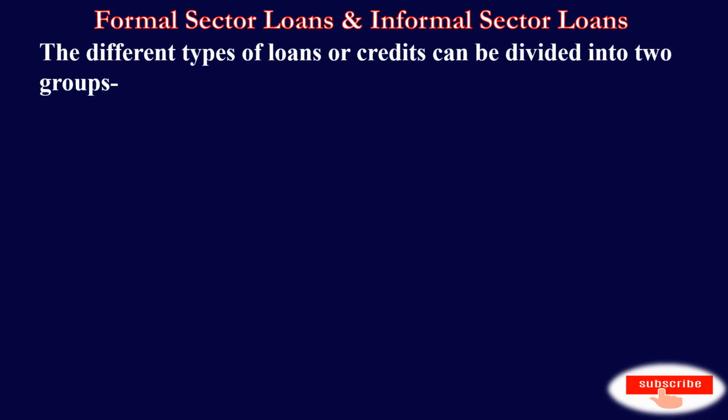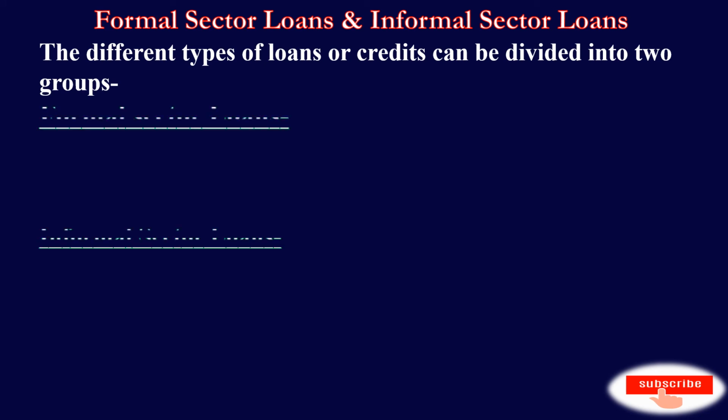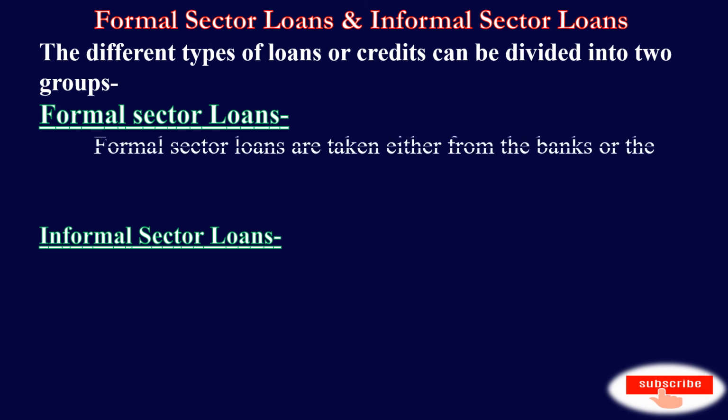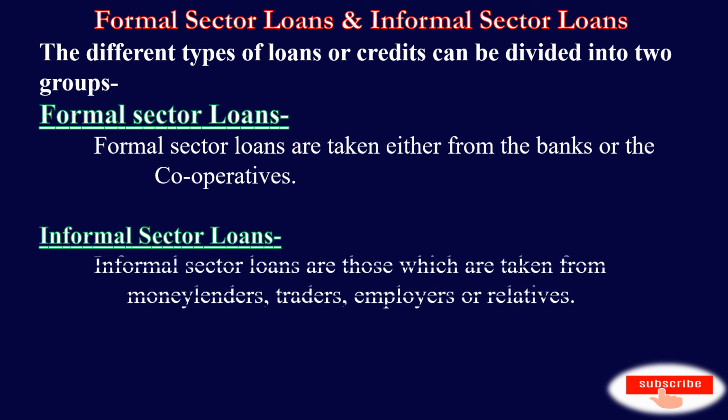The different types of loans or credits can be divided into 2 groups, formal sector loans and informal sector loans. Formal sector loans are taken either from the bank or from the cooperatives. Informal sector loans are those which are taken from money lenders, traders, employers or relatives.